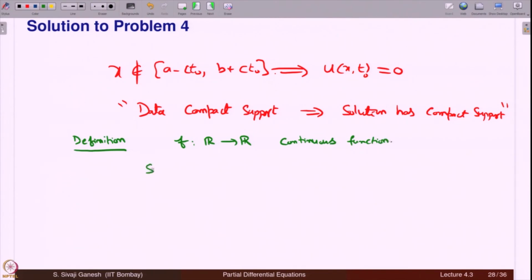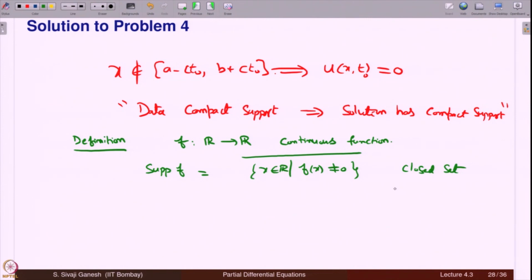Then what is the definition of the support of f? This is a notation, support of f. What we have to do is look at those points where f is not 0, and take the closure of that. So, by definition, the support is a closed set, and if it also happens to be a compact set, it is called compact support.